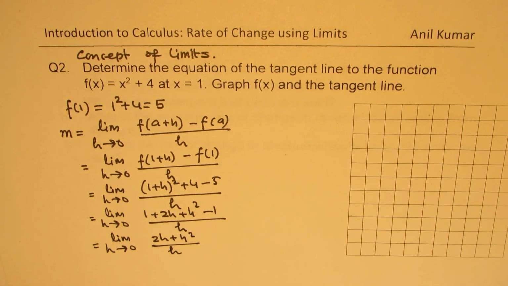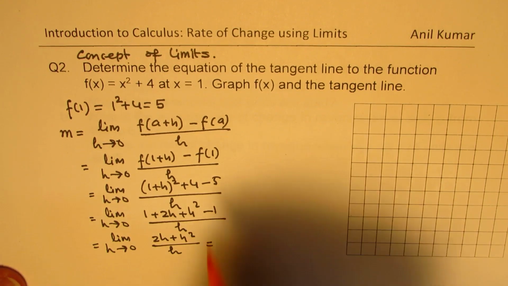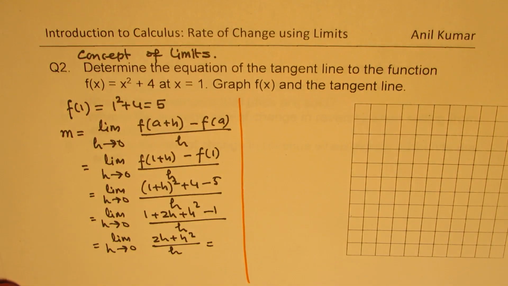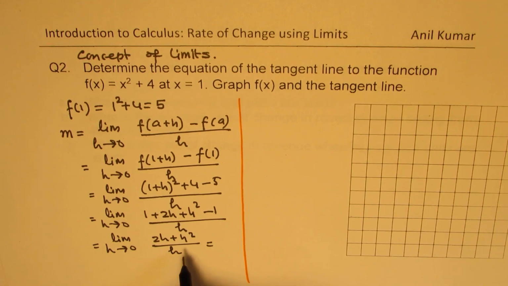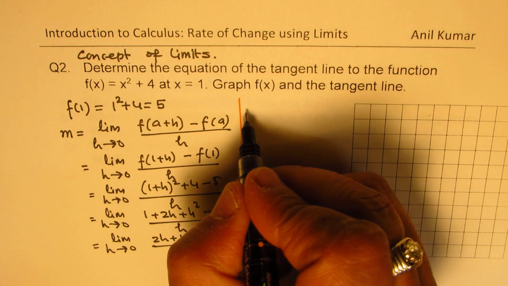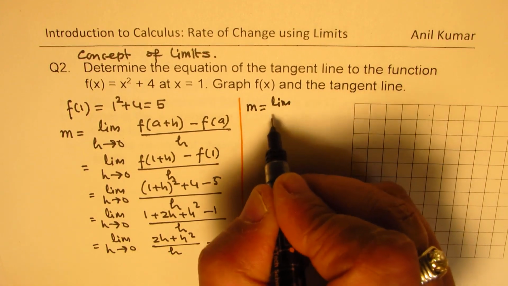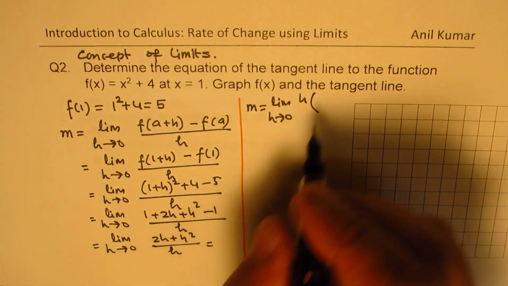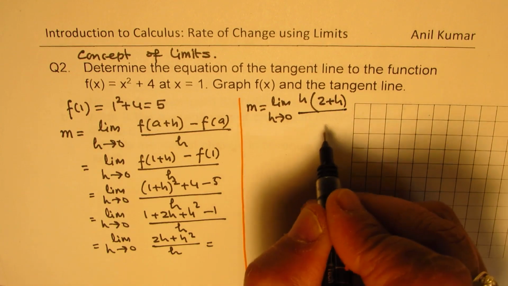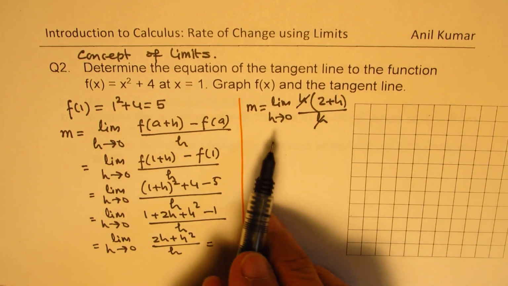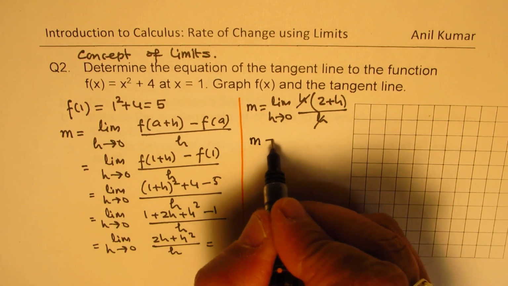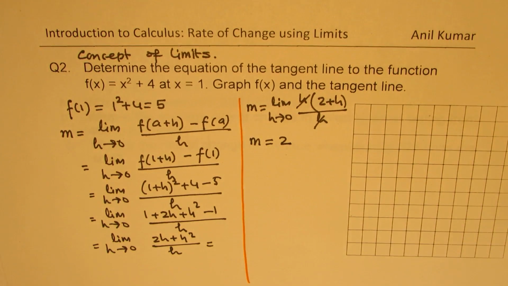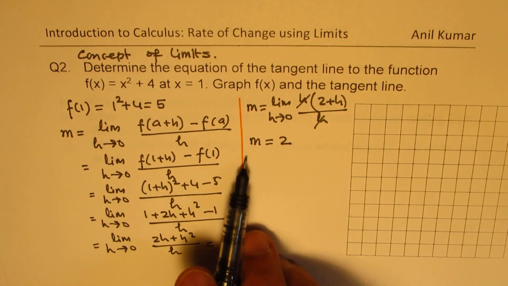Now, this we could actually factor. So the slope m is equal to the limit as h approaches 0. We can take h common, and we have h times 2 plus h over h. So they cancel. Now when I substitute 0 here, we get slope m equals 2. So the slope of the tangent line is 2 for us, right?